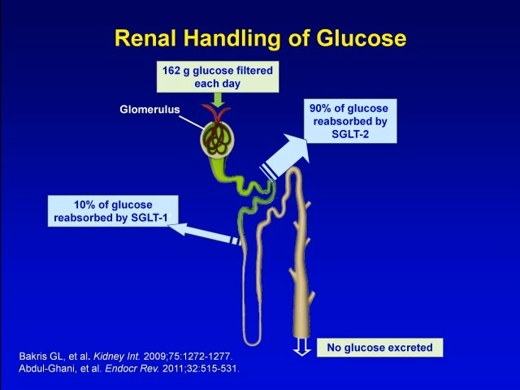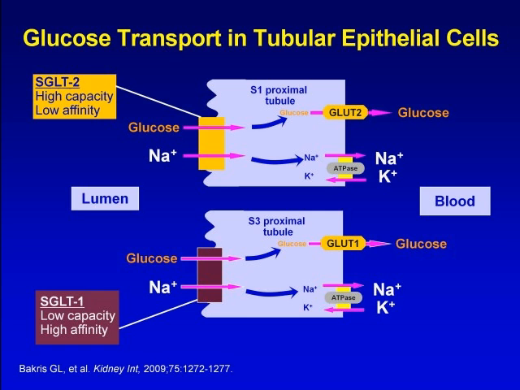So we see here a typical nephron, and we know that there is a certain amount of glucose that's filtered every day, up to about 180 grams a day. And then SGLT2 is the main transporter that reabsorbs 90% of glucose, while SGLT1 reabsorbs about 10% of the glucose. This slide goes a little bit into the actual mechanism in the tubular epithelial cells of the kidney.